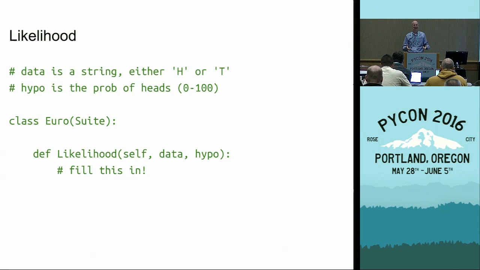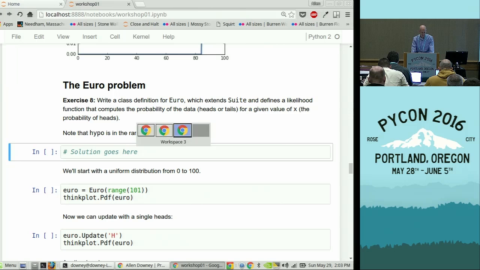Good? All right. That's your job, to fill in a function that does what you just did. Just one slightly tricky thing. The thing you return has to be a probability between 0 and 1. The x, the hypothesis that you get, is between 0 and 100. So you need to do a little bit of math. Off to the notebook and fill that in.